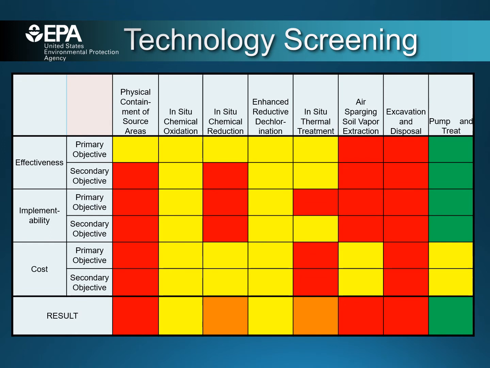The technology screening summary shows each potential action graded against the evaluation criteria. On the left are the criteria, and on the top are the different technologies evaluated. These are scored from most favorable in green down to least favorable in red. From the screening, the in situ chemical oxidation, or ISCO, enhanced reductive dechlorination, ERD, and pump and treat were carried forward for full comparative analysis along with the no action alternative against the evaluation criteria.